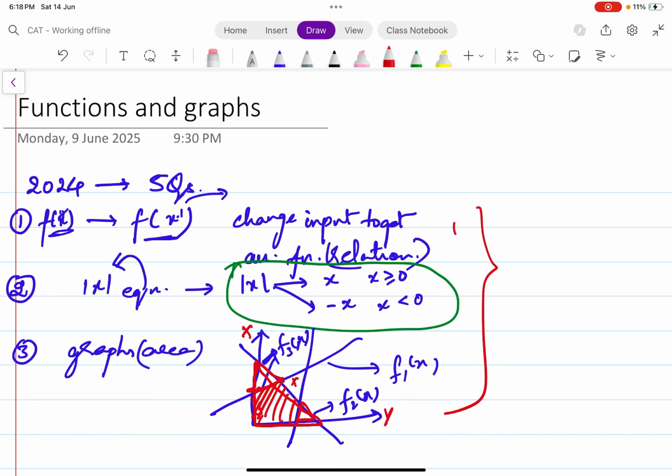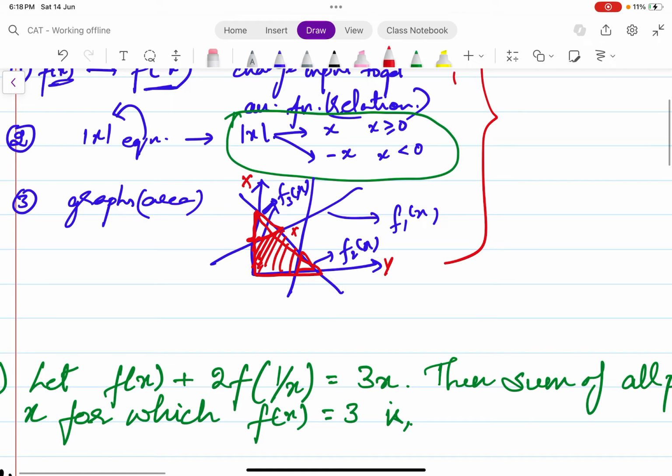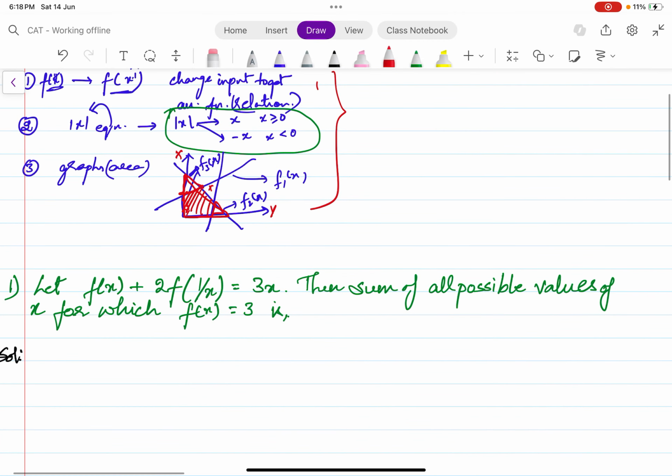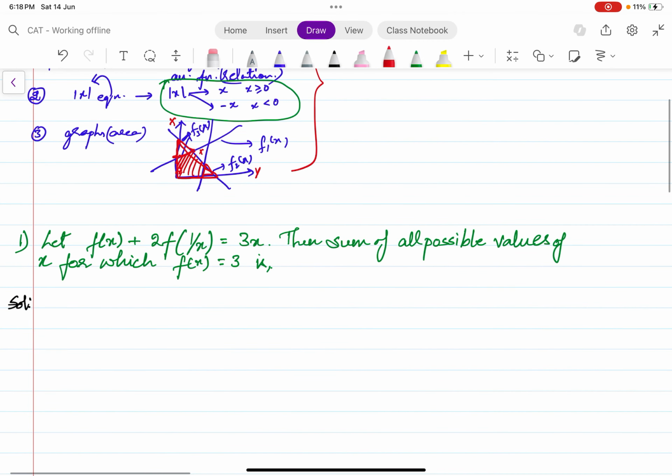So without wasting any time, let us solve the first question on this. This is the same model as we discussed before, just a function and then replacing the input value for the function, and there is a relationship between these two functions, and they're asking what is the sum of all possible values of x for this particular value. For you to do that, you would have to calculate what is f of x.